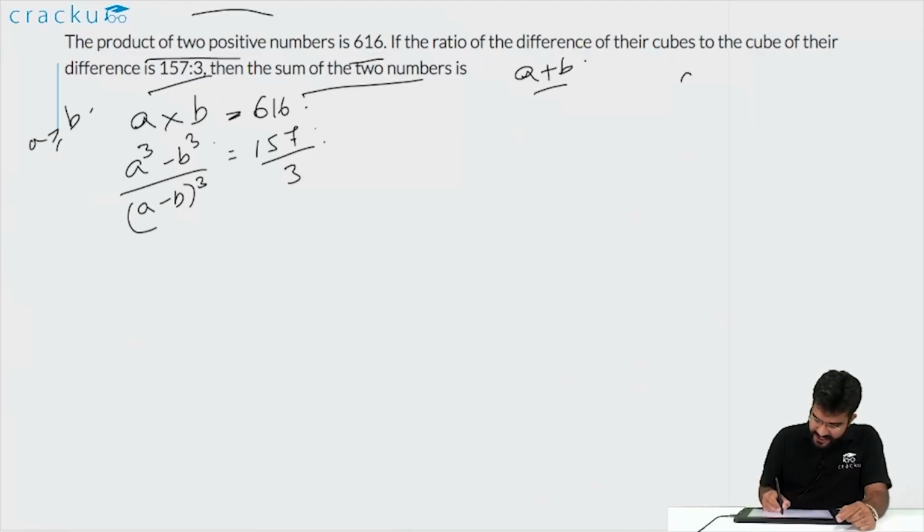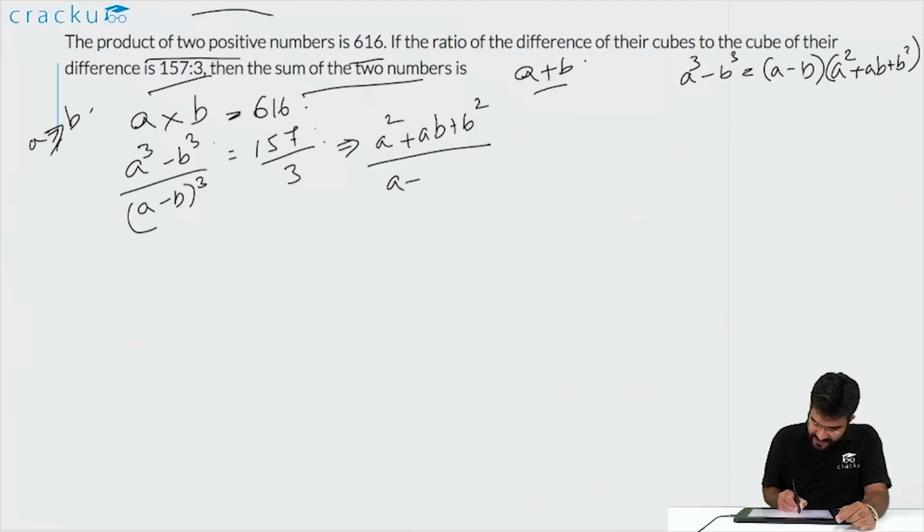We know that a cube minus b cube is equal to a minus b into a square plus ab plus b square. So we can simplify this. A is clearly not equal to b because otherwise the denominator is not defined. So if you simplify the second equation, this will be a square plus ab plus b square by a minus b whole square is equal to 157/3.